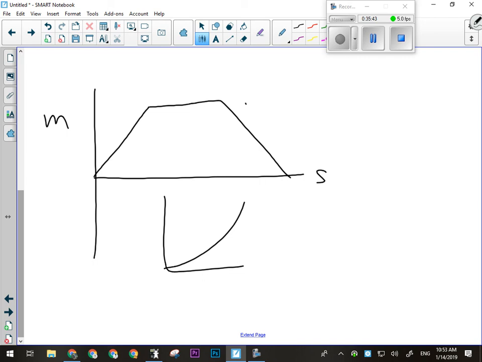So that's what I mean by interpretation versus analysis. The analysis would involve more calculating. The interpretation would involve recognizing what these shapes mean on a graph. Okay, what else?